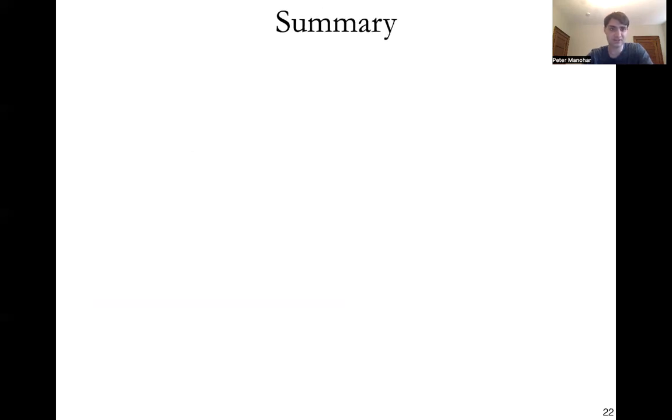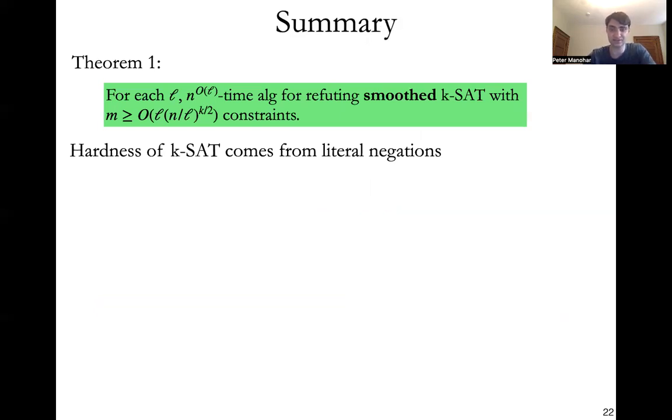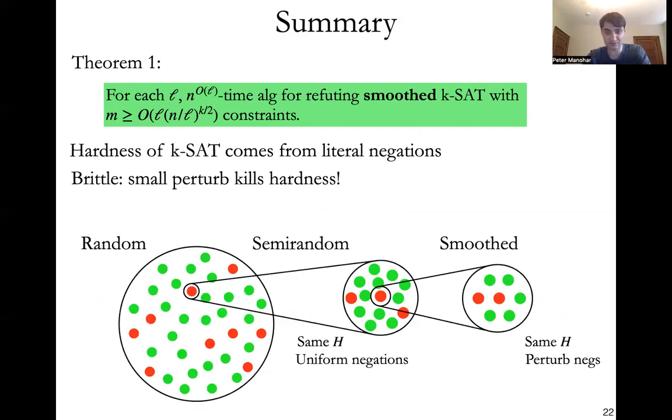So just to summarize, we have a few results. Our first theorem, we show this algorithm for refuting smooth K-SAT, and this additionally implies that the hardness of refuting K-SAT instances is really coming from the literal negations. And this hardness is brittle in that a small perturbation is killing the hardness. We then had this picture showing that as we zoomed in really close on one instance, all the instances around it still looked kind of easy to refute, so we did not have clusters of hard instances.